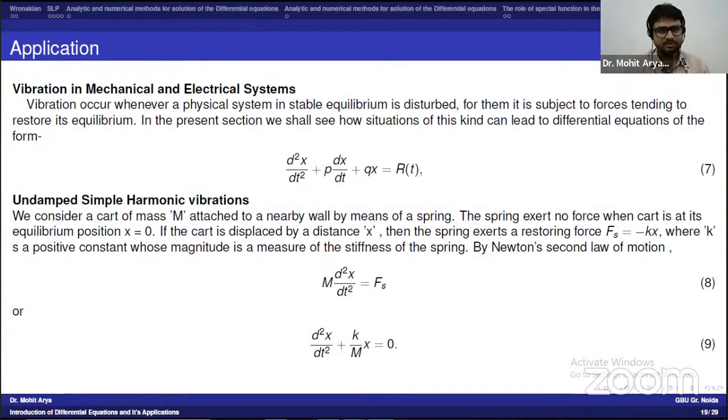Undamped simple harmonic vibration, the second application. We consider a cart of mass m attached to a nearby wall by means of a spring. The spring exerts no force when the cart is at its equilibrium position, meaning x equals 0. Equilibrium position means the displacement is 0. If the cart is displaced by a distance x, then the spring exerts a restoring force Fs equal to minus kx, where k is a positive constant whose magnitude is a measure of the stiffness of the spring, by Newton's second law of motion.